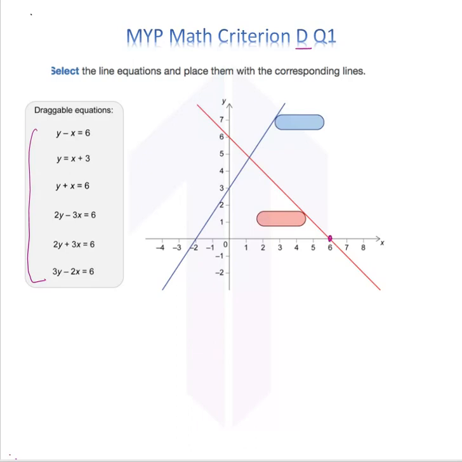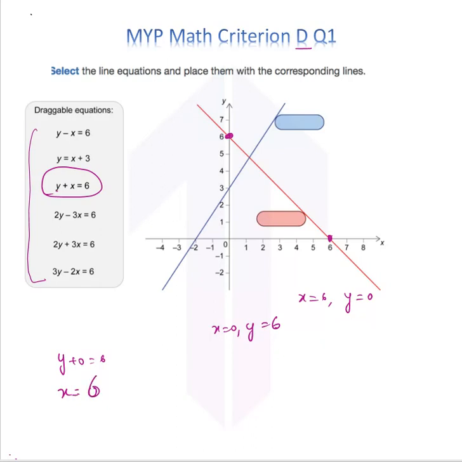If you look at this point, it tells us that when x is 6, y is 0. And this point tells us that when x is 0, y is 6. So straight away the equation that fits this line would be y plus x is equal to 6, because you can check that when you put x as 0 you get y as 6, and when you put y as 0 you get x as 6.